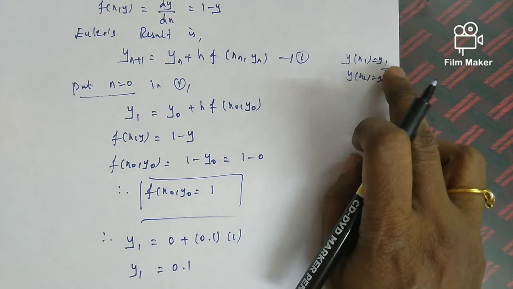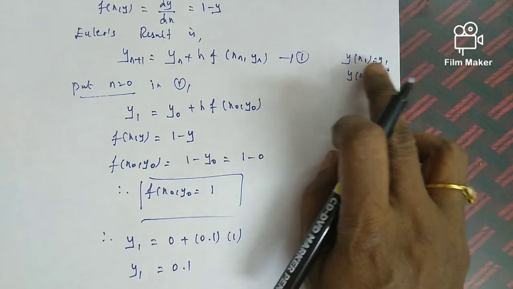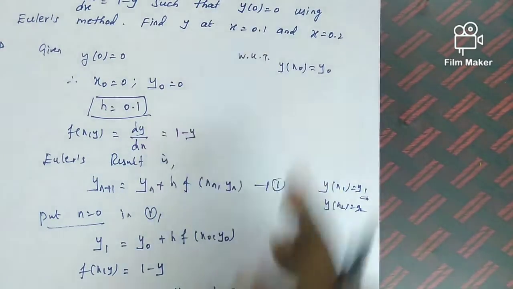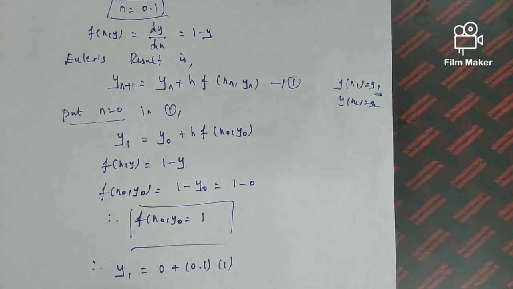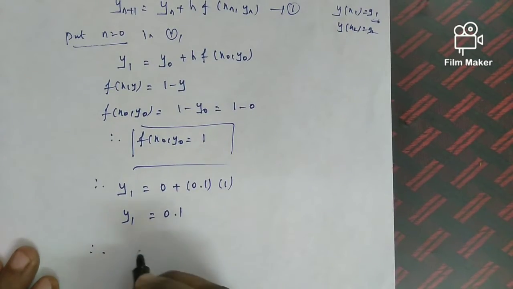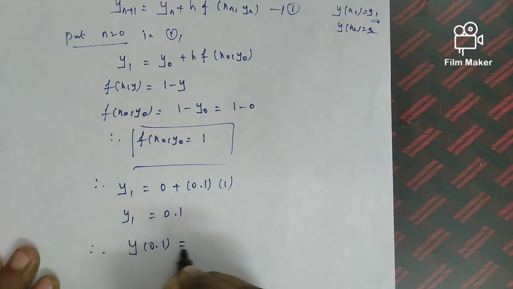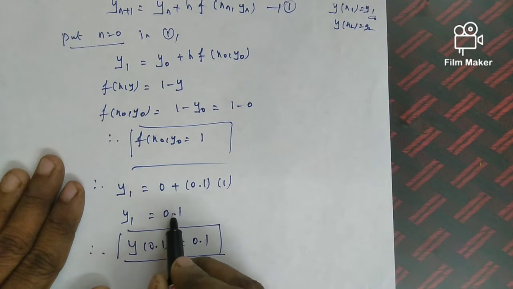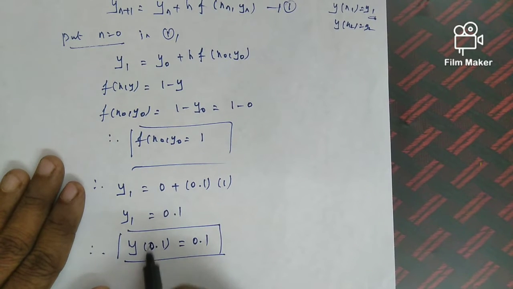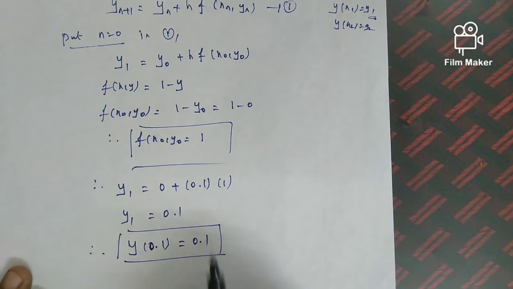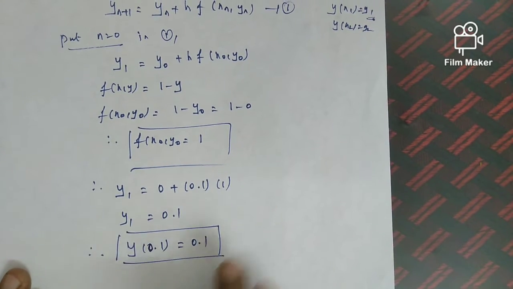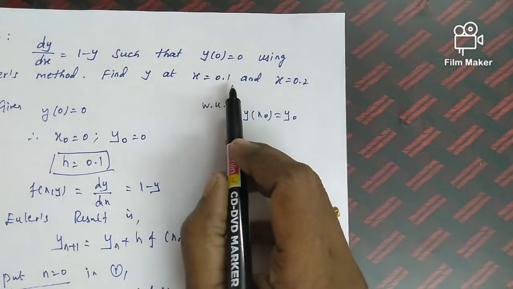What is y1? y1 means y of x1. That means we have to find out the y value at the point x equals 0.1. So it's understood that y of 0.1 equal to 0.1. Please don't confuse this 0.1 with that 0.1. This is nothing but our x1 value, this is your y1 value. In this question, unexpectedly both values are equal, but it's not so in all problems. So this is the first value of y at x equal to 0.1.